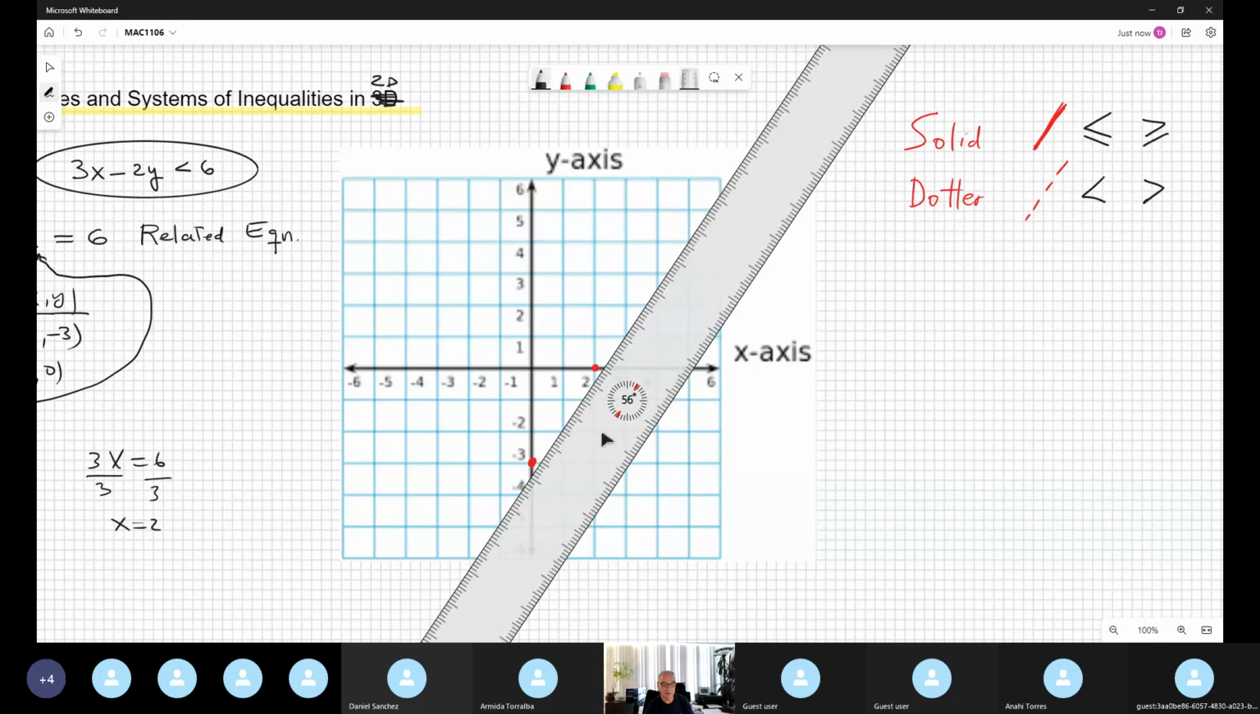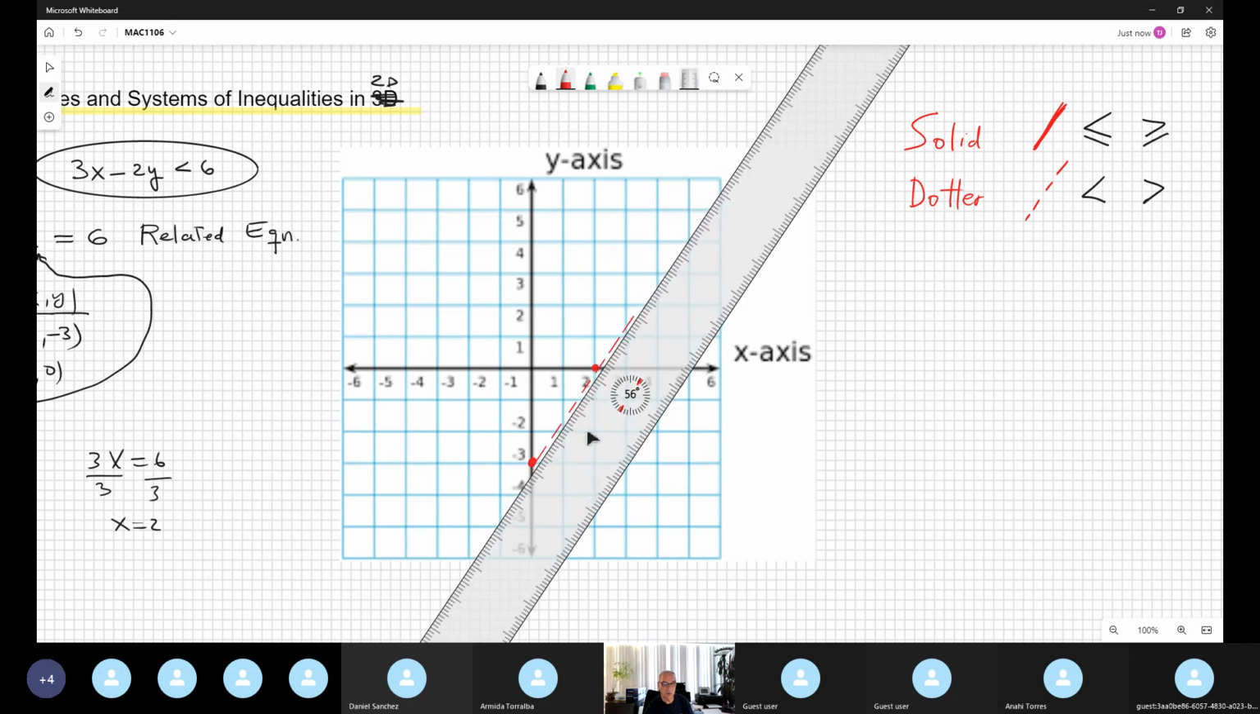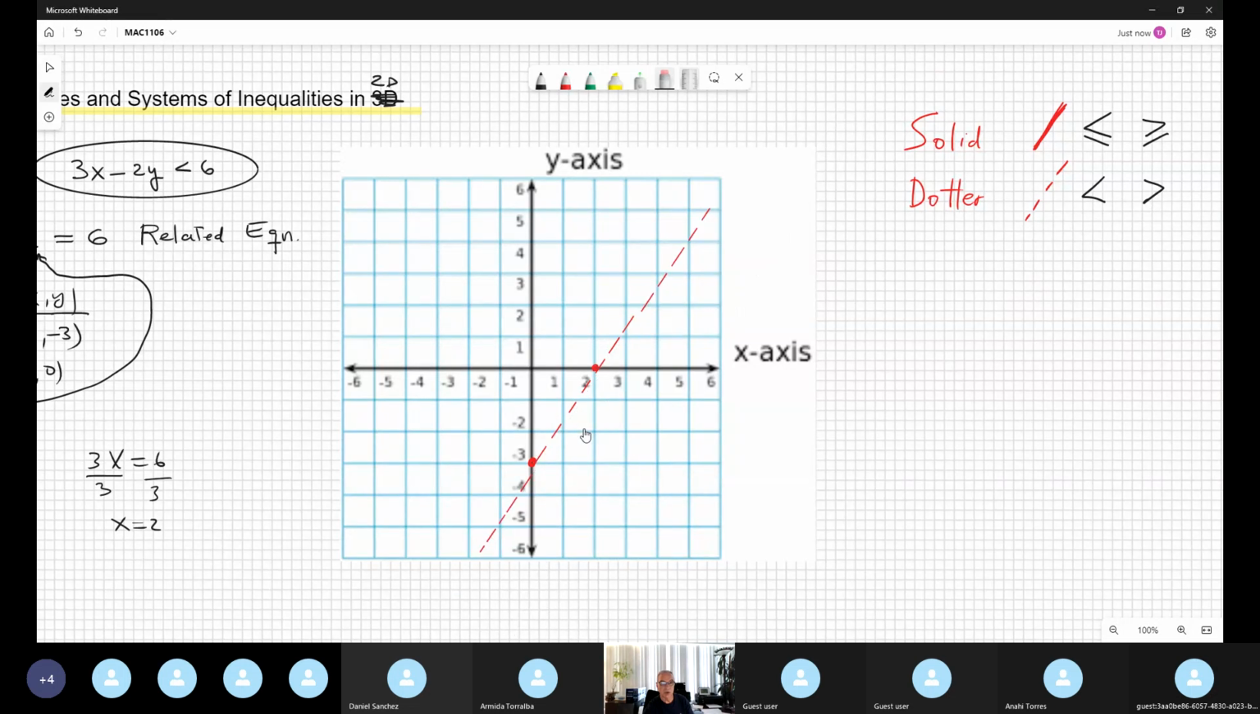I'm connecting this. Of course, the color that I'm using for this is red, but I know it's a dotted line. Guys, do you follow me? Do you understand why it's a dotted line? Yes, professor. Excellent. Okay, we are doing the graph of the related equation, but not yet the inequality.